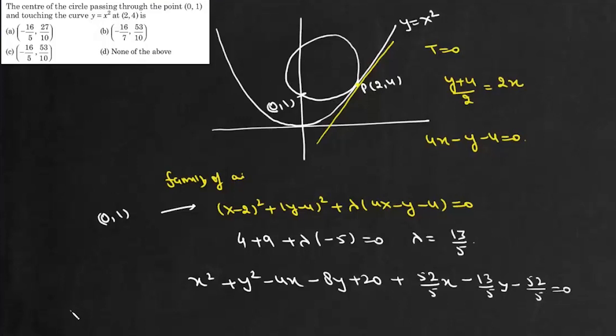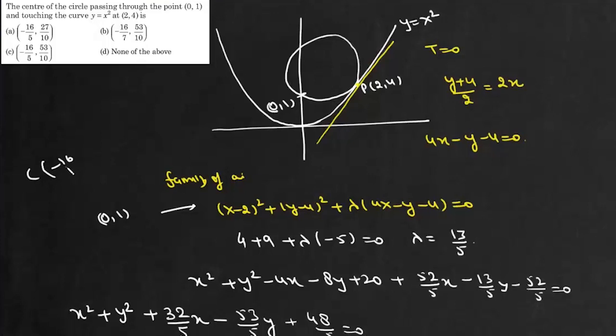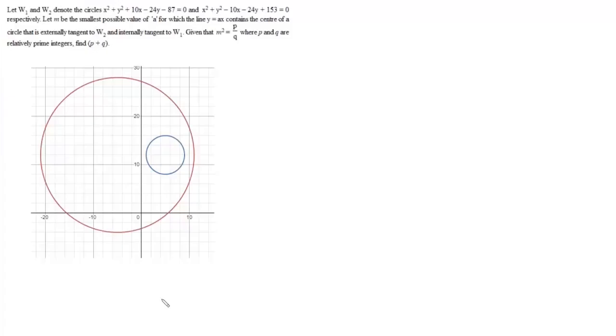Now we can write this equation as x square plus y square, and it is minus 20 plus 52. So plus 32/5x, and here it is minus 8 minus 13, 40 and 13, 53. So that'll be minus 53/5y, and this is 100 minus 52, which is 48/5 equals 0. Now center of this circle will be at minus 16/5 and 53/10.